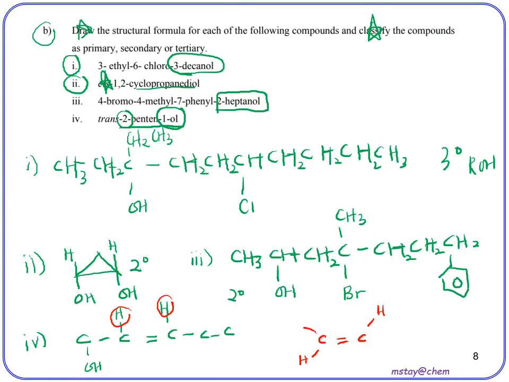So we have another part, which is CH2OH, and then here is CH2CH3. So this is the trans, and this alcohol is a primary alcohol.